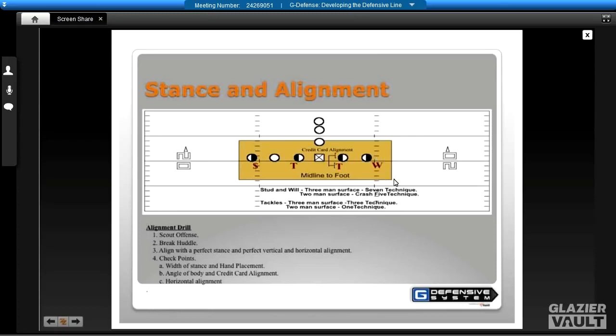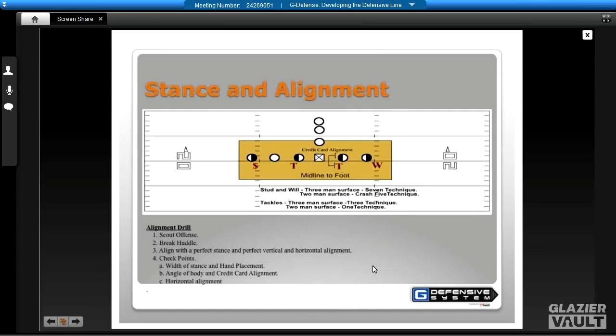In the old days, we used to be in a wide crash 5. Now we play them almost like we do a 3 technique. When we were playing that wide 5, people just turned on us, and it wasn't very good for us. So we would rather be in a position where we can get off and strike.